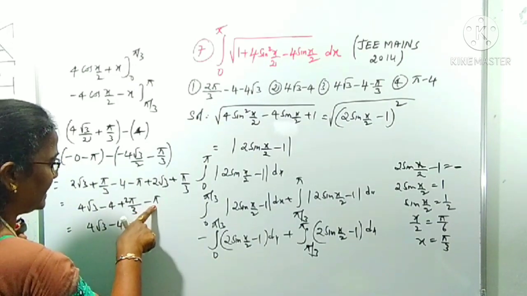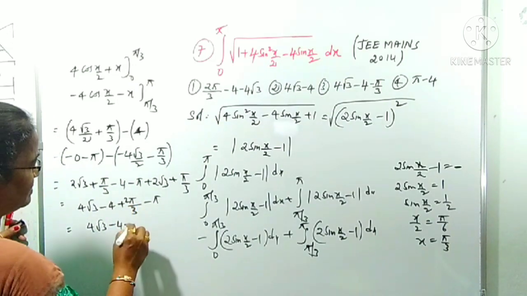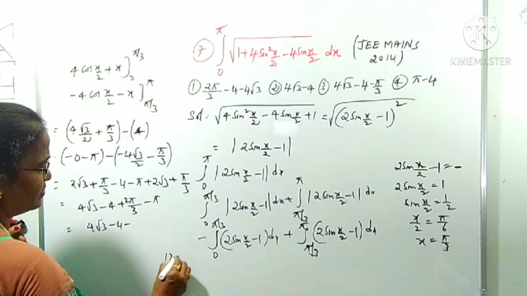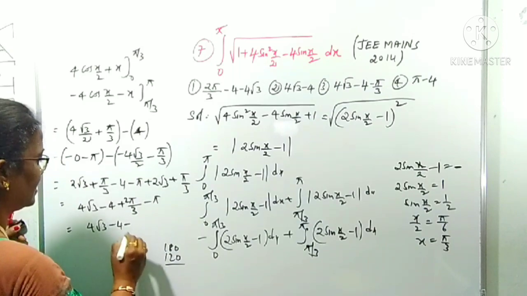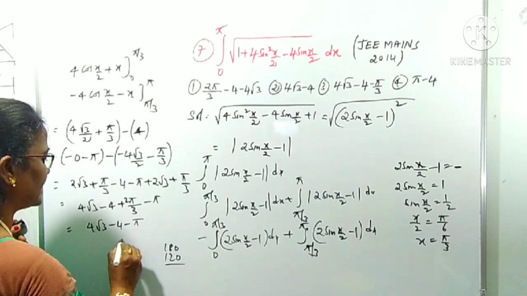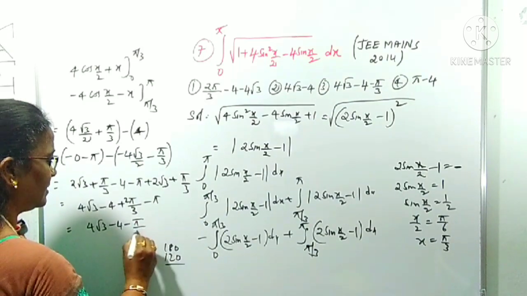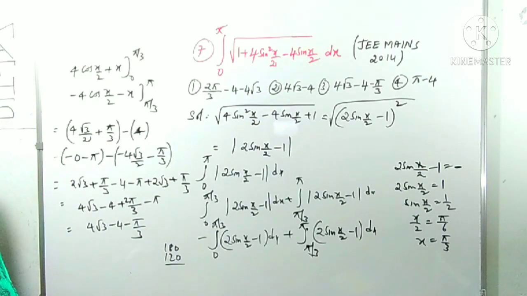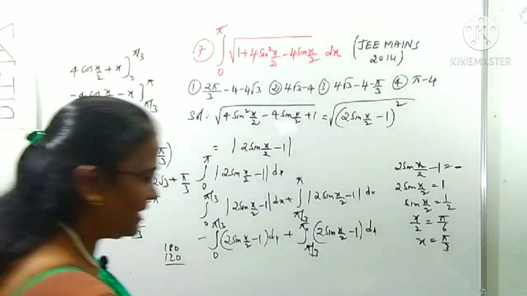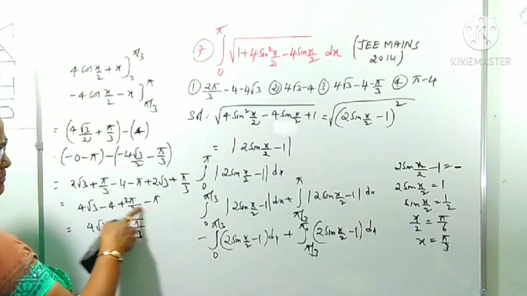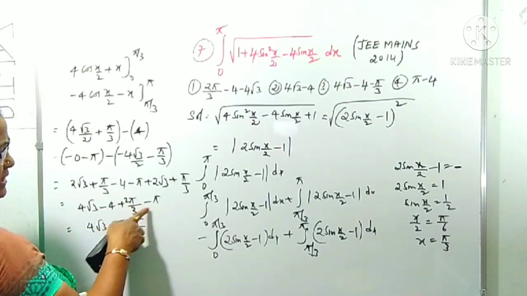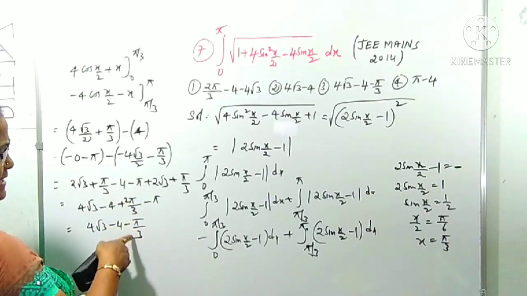2 pi by 3 minus pi: 2 pi by 3 is 120, 180 minus 120 is 60, means minus pi by 3. Right. Which option? Yes, we can calculate it. 2 by the LCM also we can take. What is LCM here? 3 is LCM. 2 pi by 3, 2 pi minus 3 pi is minus pi by 3.